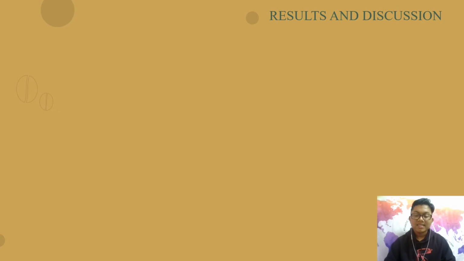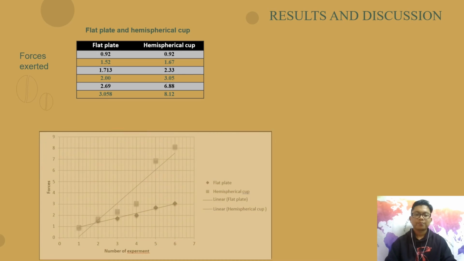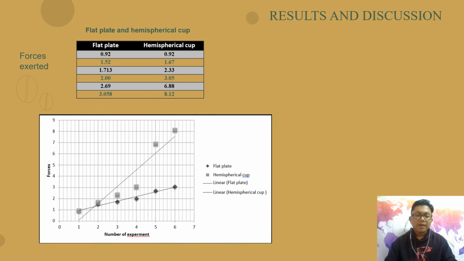For the result and discussion part, as we can see, we have the table for the forces exerted on the flat plate and the hemispherical cup. By this force exerted value, we can make a graph which differentiates between the flat plate and the hemispherical cup. As we can see, the hemispherical cup has a steeper gradient on the graph.